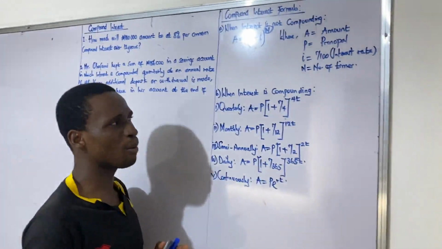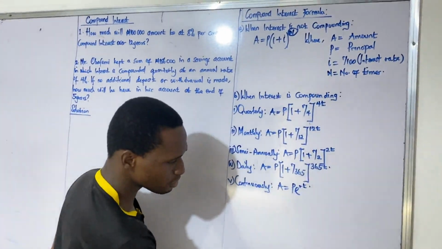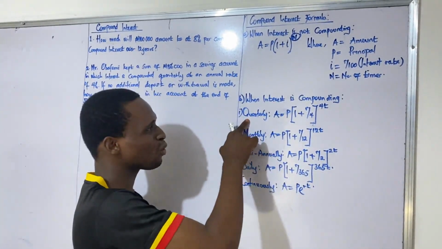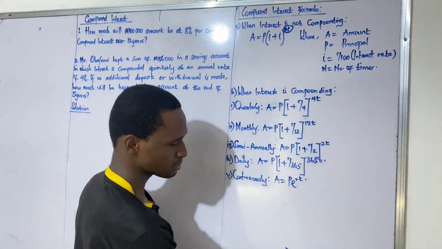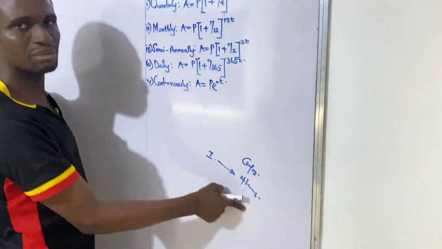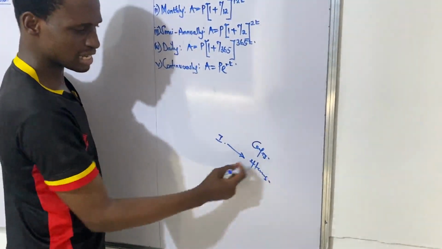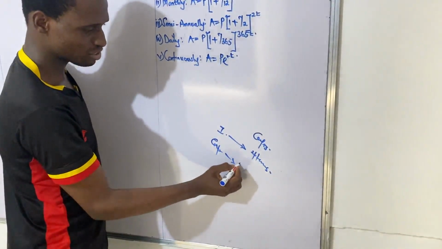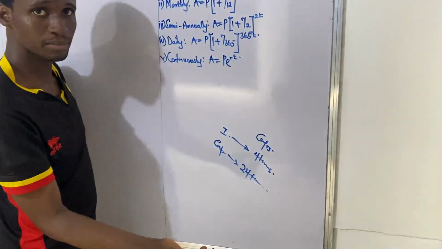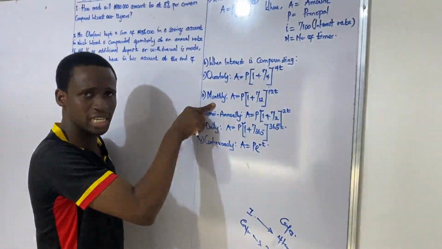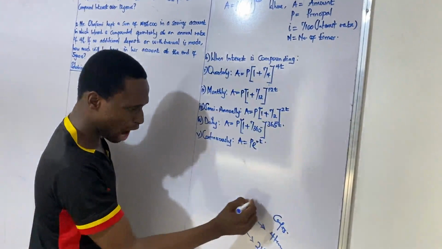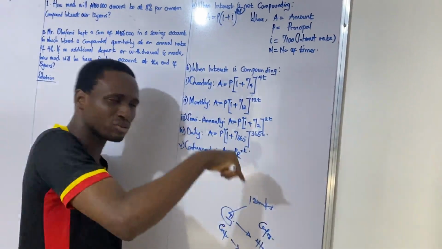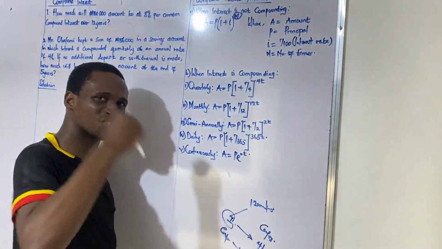But when interest is compounding, if our investment is for 6 years, then in the first year, interest can be paid quarterly, which is 4 times in a year. So 4 times in a year I am paying my interest. Then in 6 years, I'll be paying my interest 24 times. If my interest is monthly, then in 1 year I'll be paying my interest 12 times. That's what it means when we say interest is compounding.